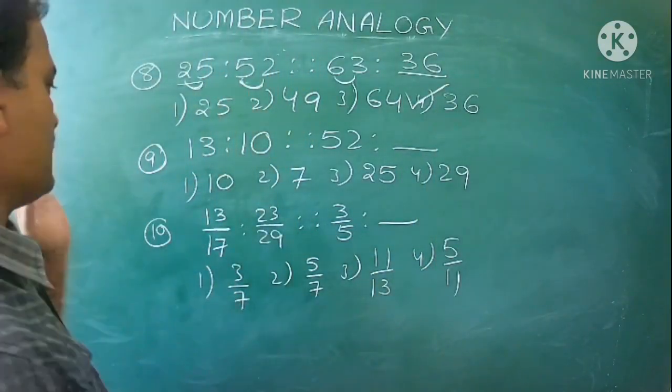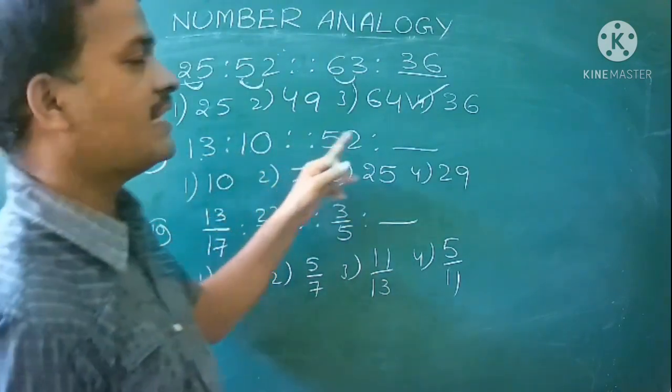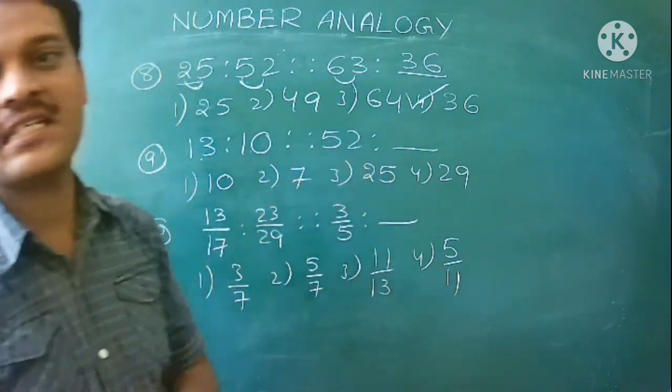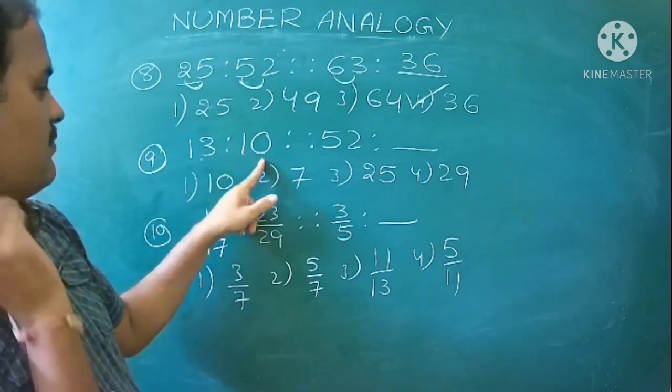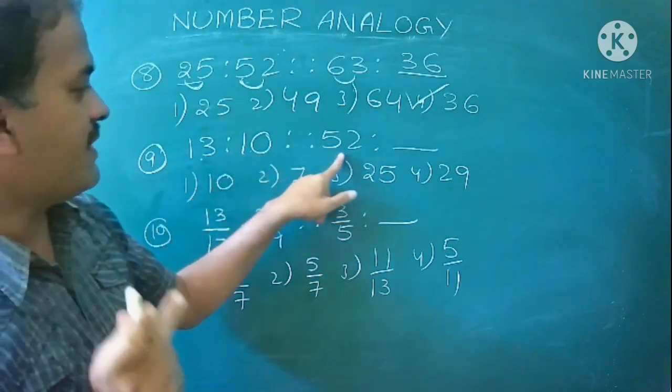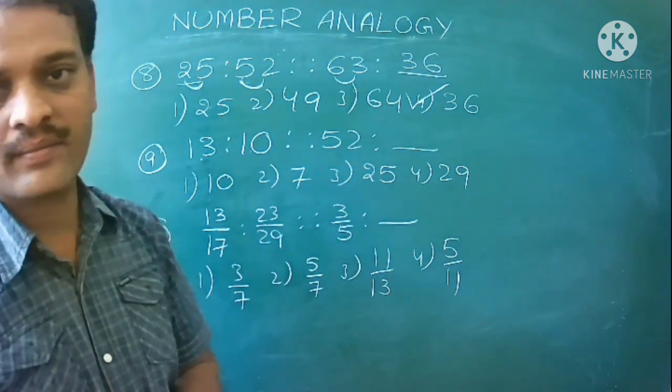And next the 9th one: 13 is to 10, and again 52 is to dash. This identification is a little bit tougher. If it is 13, the difference is 3, which would mean 49. So 49 is not the answer. So then what will happen?